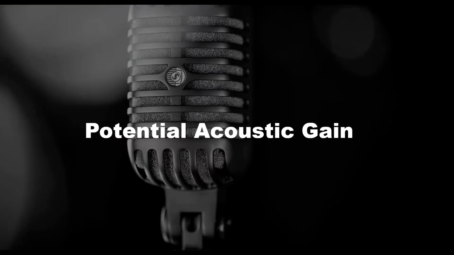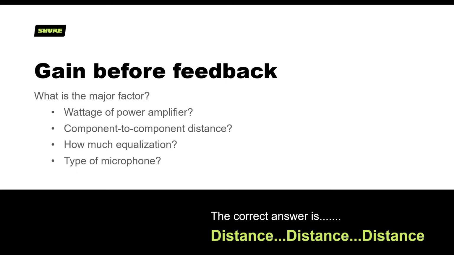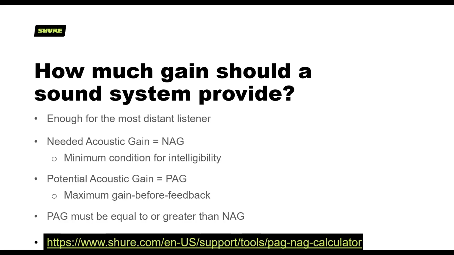So potential acoustic gain, that's the first thing here. When we're looking at gain before feedback and potential acoustic gain, which is how loud you can turn it up, what is the major factor? These are all things that people think might help maximize your gain before feedback: a bigger power amp, adding more equalization, choosing a different type of microphone. But as we already said earlier, the major factor in determining your gain before feedback is all distance. Not only keeping the microphone close to your mouth, but also how close is the microphone to the loudspeaker? How close is the loudspeaker to the audience? These are all factors that play into gain before feedback.